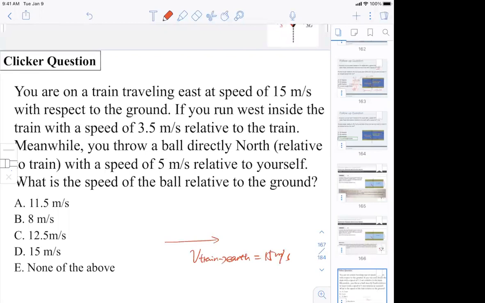Professor, your microphone's a little bit muffled. Okay. How about right now? Yeah, it's a lot better.